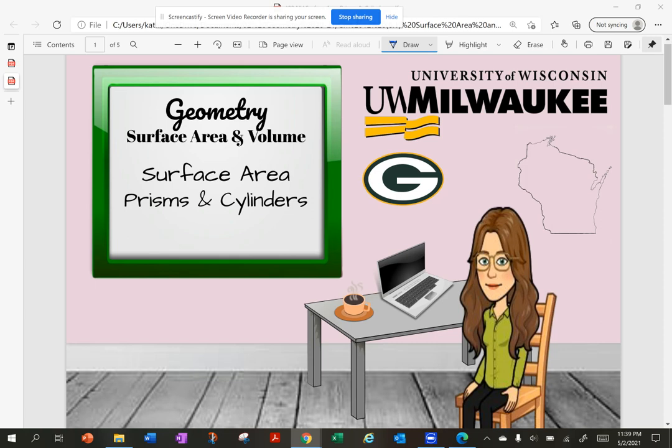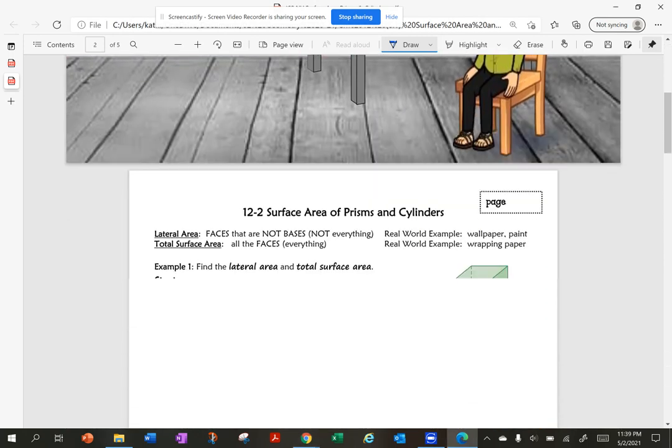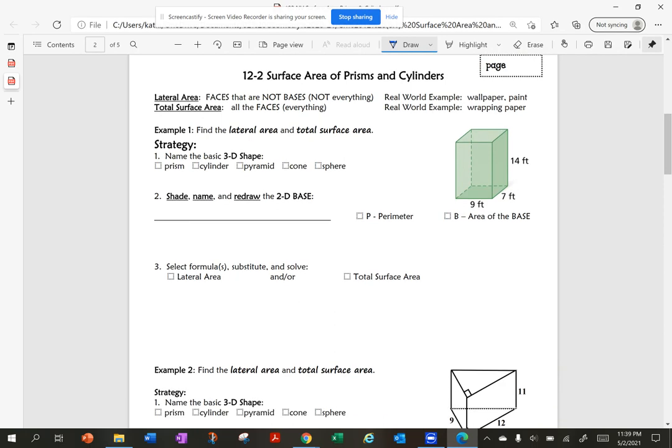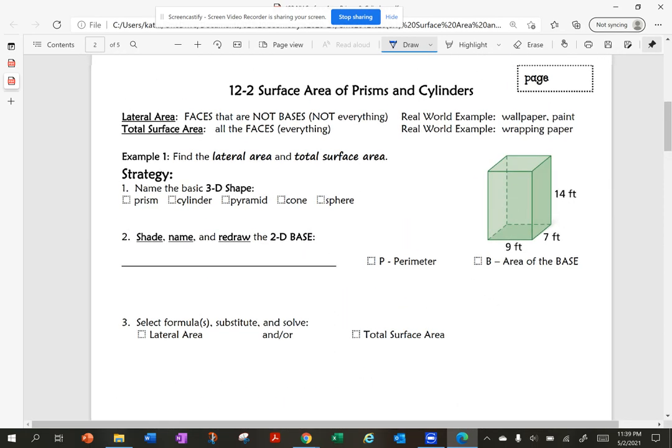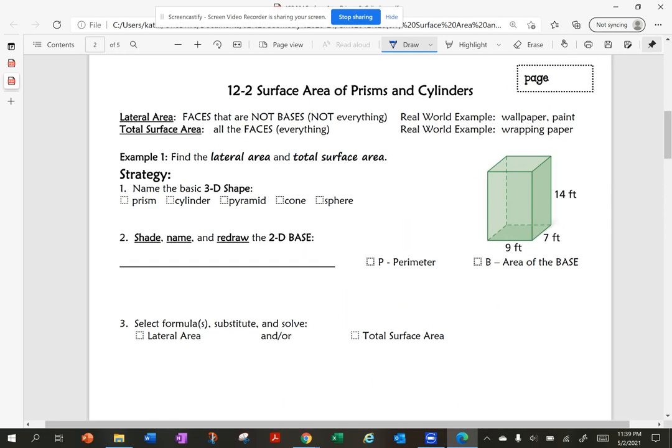Today's lesson is on surface area, and we're going to be going through prisms and cylinders. Let's talk about the lateral area, which is the faces that are not the bases. So it's everything else but the base. The total surface area is all the faces.